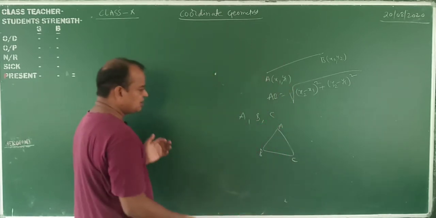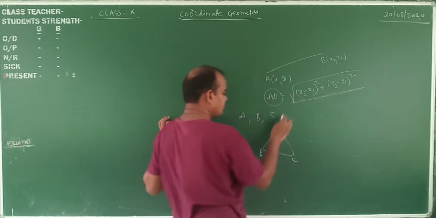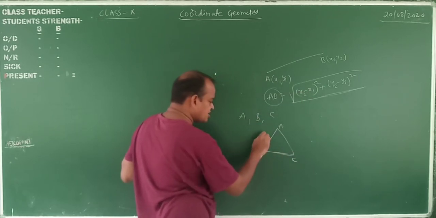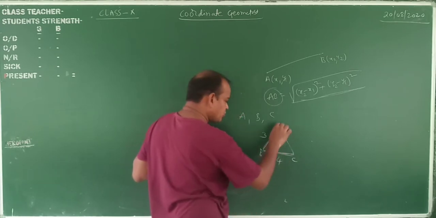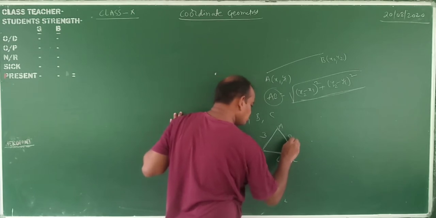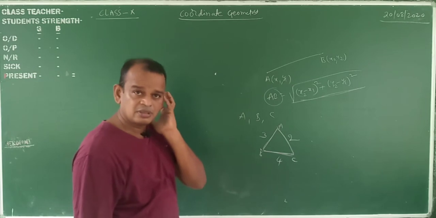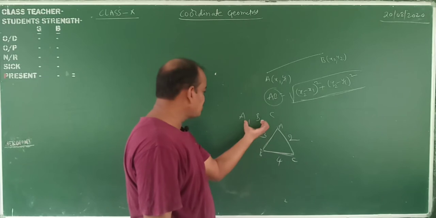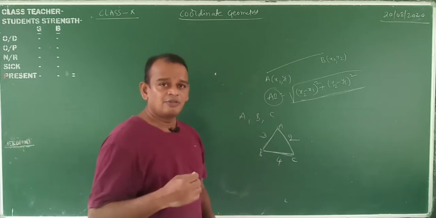What to do? First, you find the distances. First, the distance of AB by using this formula. Suppose this distance is 3. Suppose another distance is 4. Suppose another is 2, whatever it may be. Here 3, 4, 2. But do these points form a triangle or not?